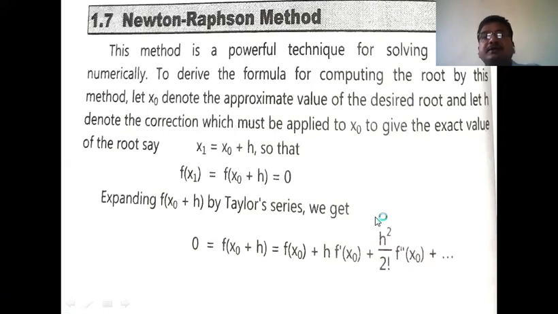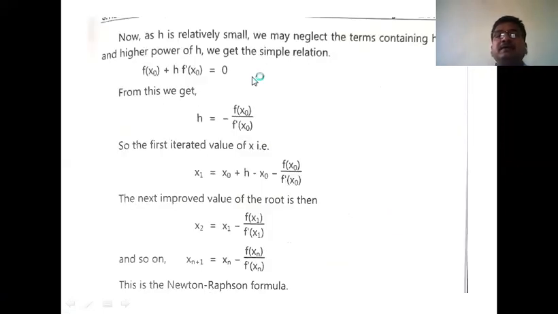So by neglecting the second and higher order terms of h, we have this equation: f of x0 plus h f dash x0 is equal to 0. That is, the left side is equal to 0. And therefore the value of h is what? This term shifted to the right side becomes minus f of x0 divided by f dash x0. This is the value of h. And then x1 is x0 plus h. This is our first iteration.